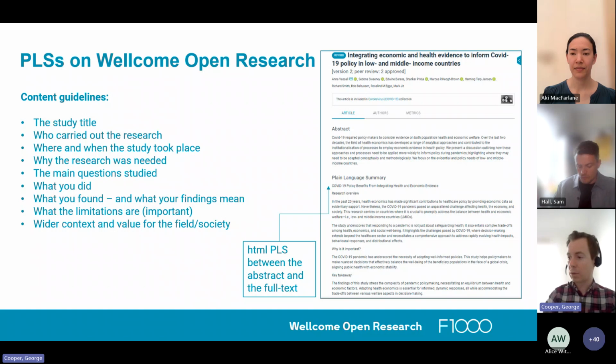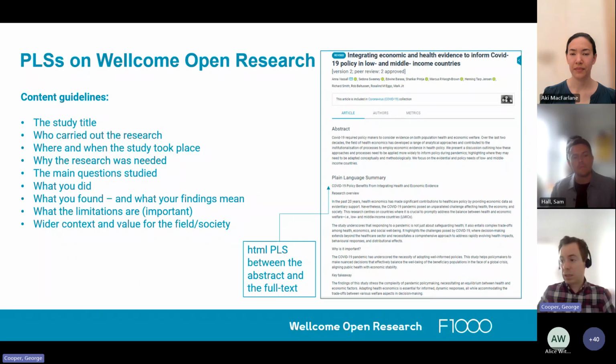In terms of how to actually write one, on the left is a breakdown of our content guidelines for a plain language summary, so the sorts of things that they typically include. As a general rule, the best and most useful plain language summaries will be interesting as a starting point, and also advocate for your work for this wider audience. That's the guiding principle here.